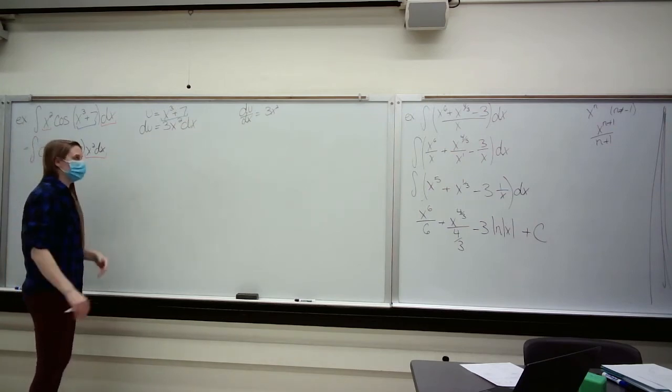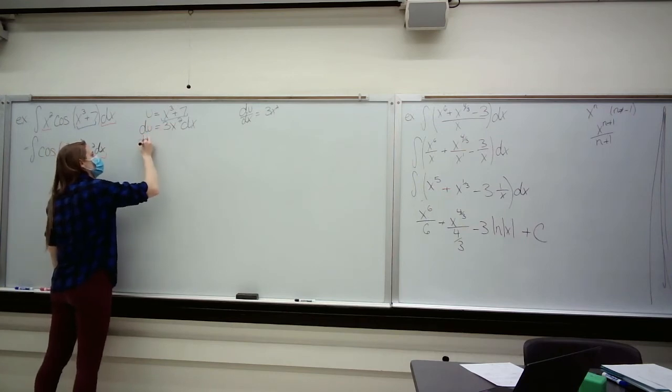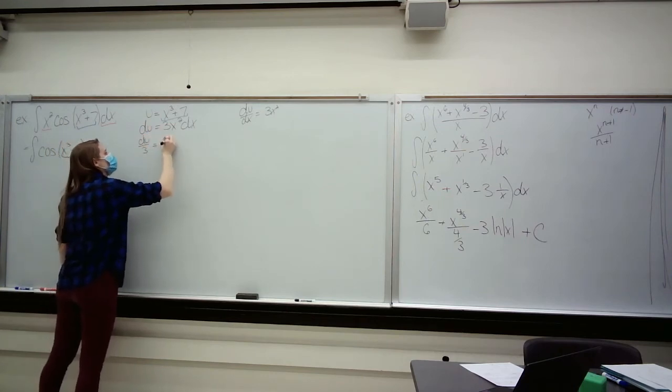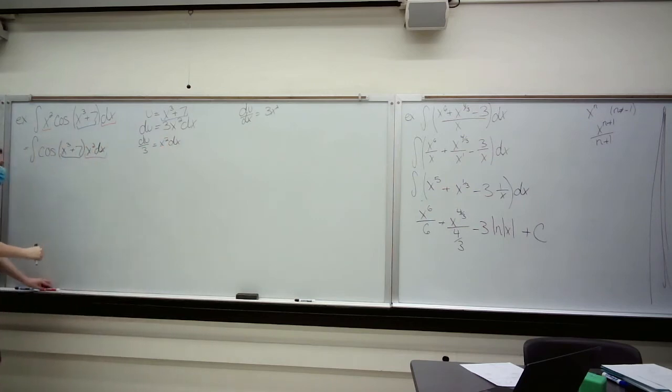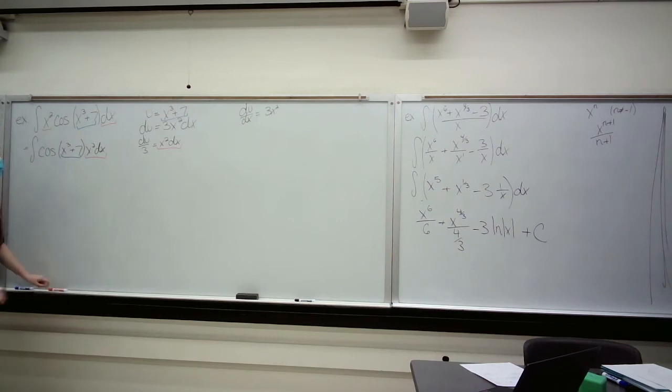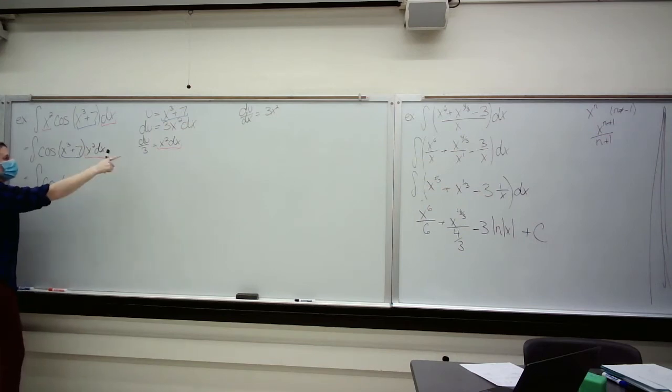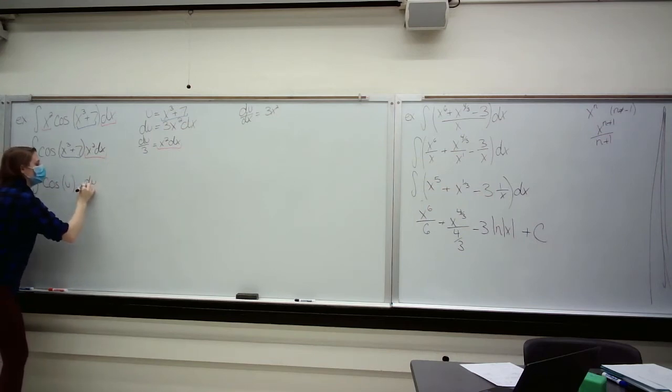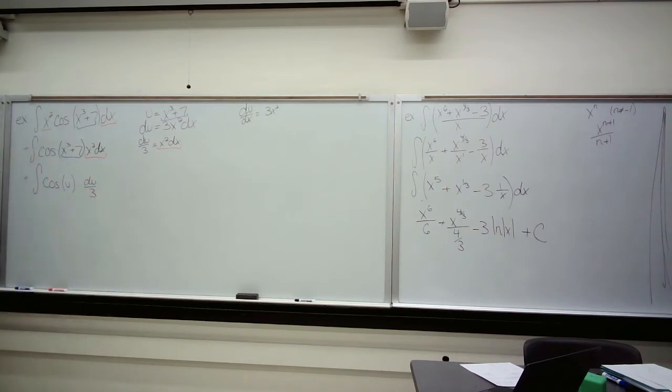Divide by 3. So I'll have du over 3 equals x squared dx. Now I have something that I can plug in for my x squared dx. So now I'm good to go, and I've taken care of all of my x's. So this is cosine, I'm going to plug in my u. Now my x squared dx is du over 3. So I've just plugged in for each of my values here.